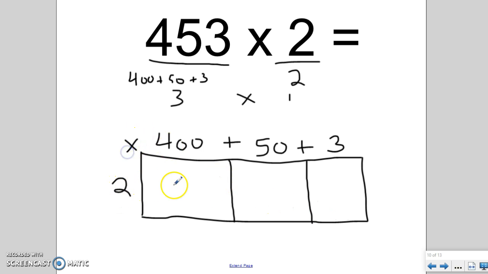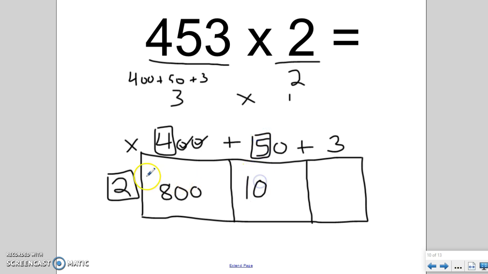So now comes the box and dot part. So first I'm going to figure out what's 2 times 400. Well, 2 times 4 I know is 8. And I don't have any zeros here, but I do have 2 zeros here. So I'm going to put in 2 zeros here. So we know that part of our answer will be 800. For this box, it's going to be 2 times 50. Well, 2 times 5 is 10. And I don't have any zeros here, but I do have 1 here. So I'm going to add another 0 because 2 times 50 is 100. And now I need to figure out this part of the answer. It's going to be 2 times 3, which is 6.